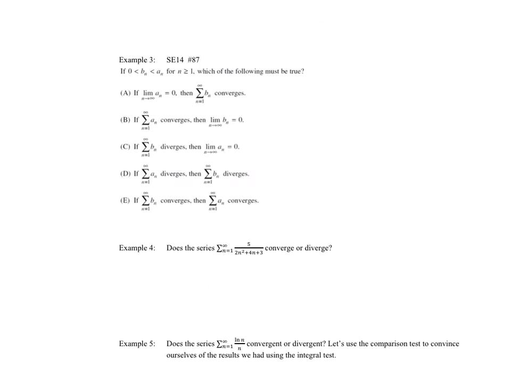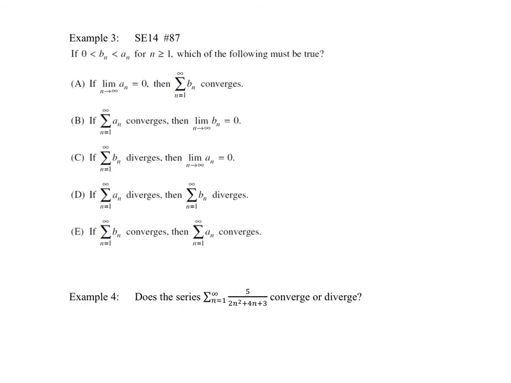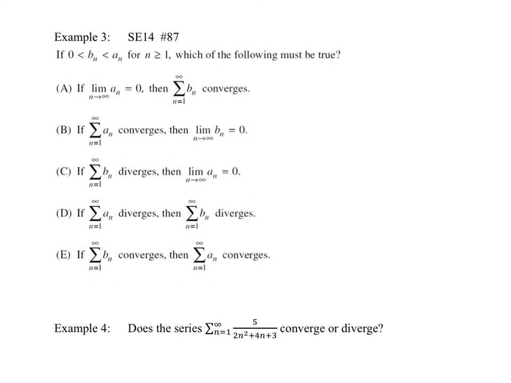Okay, let's take a look at a couple examples here. So in the first example, we have both series B sub n and A sub n are positive, and B sub n is less than A sub n for all n greater than 1. Now with the first one, we have the limit as A sub n goes to 0. It says if that's the case, then B sub n converges.